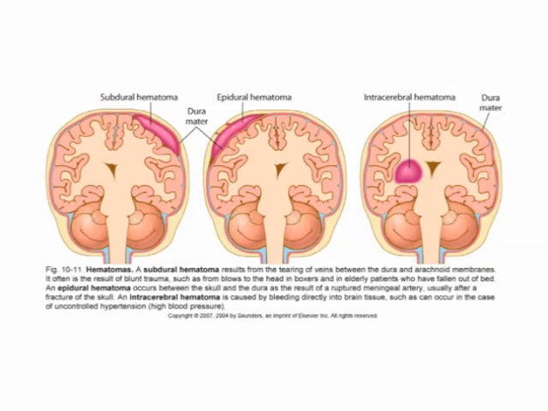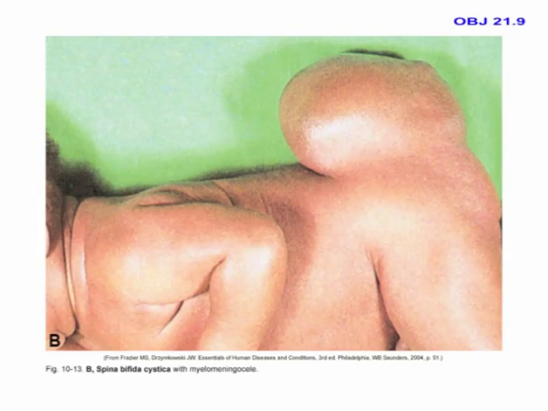Here is an image of a subdural hematoma on the left, an epidural hematoma in the middle, and an intracerebral hematoma on the right. Notice the location of the hematoma or collection of blood. This image is an example of spina bifida or myelomeningocele. Notice the herniation in the back that is seen on this child.